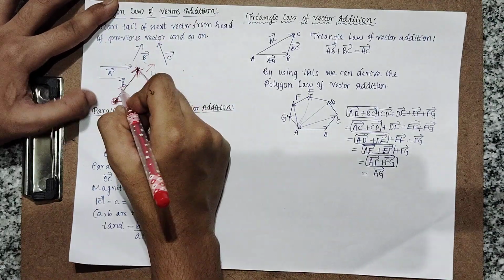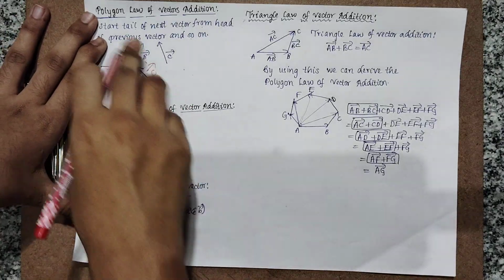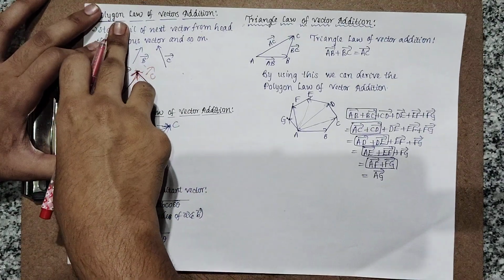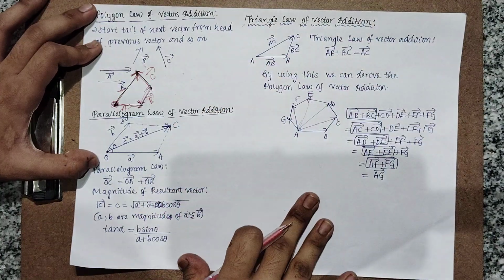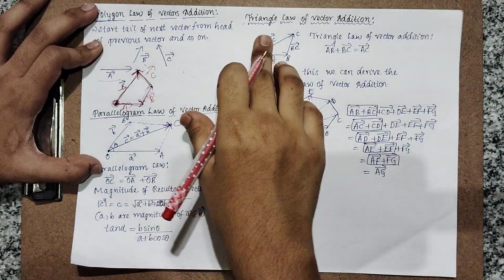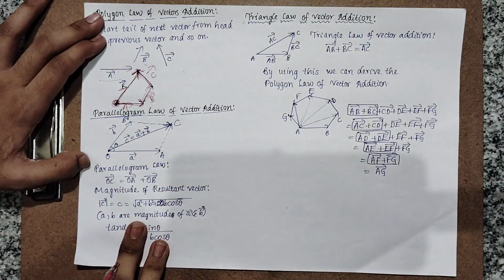So here your resultant r bar is in such a way. Now we will learn the derivation for this polygon law of vector from this triangle law of vector addition. Before going to this triangle law of vector addition, I would like to discuss the parallelogram law of vector addition.